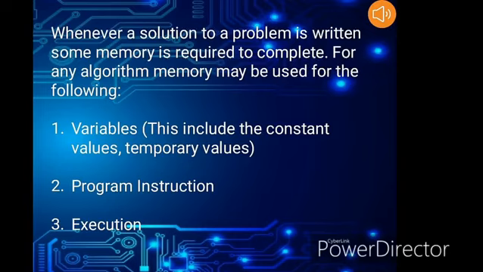Whenever a solution to a problem is written, some memory is required to complete it. For any algorithm, memory may be used for the following. First, variables. These include the constant value, temporary values. Second, program instruction. And the third one is execution.